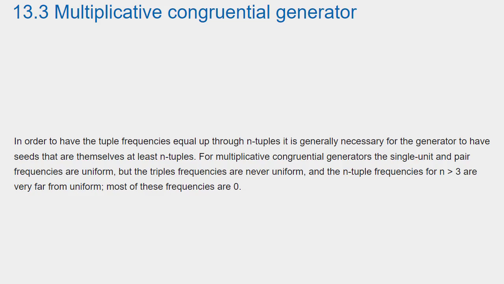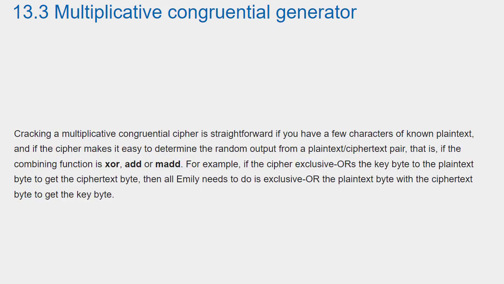For multiplicative congruential generators, the single unit and pair frequencies are uniform, but the triples frequencies are never uniform, and the n-tuple frequencies for n greater than 3 are very far from uniform. Most of these frequencies are 0.